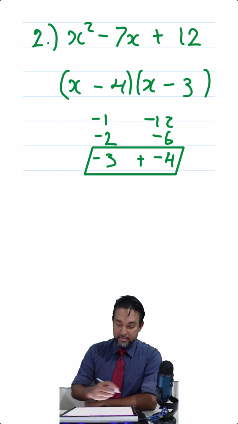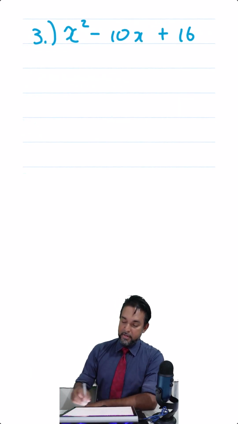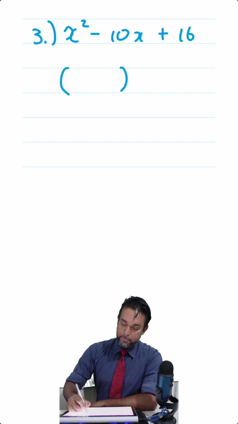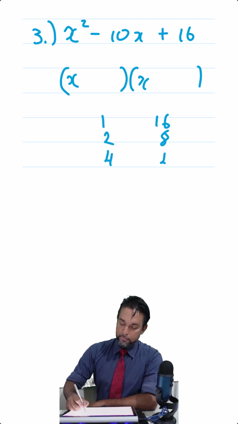So okay, let's take a look at the third item. So we have x squared minus 10x plus 16. So we're going to set up as per usual, two sets of brackets. We're going to put an x first in each bracket. Now to get 16 is either 1 by 16, 2 by 8, or 4 by 4.